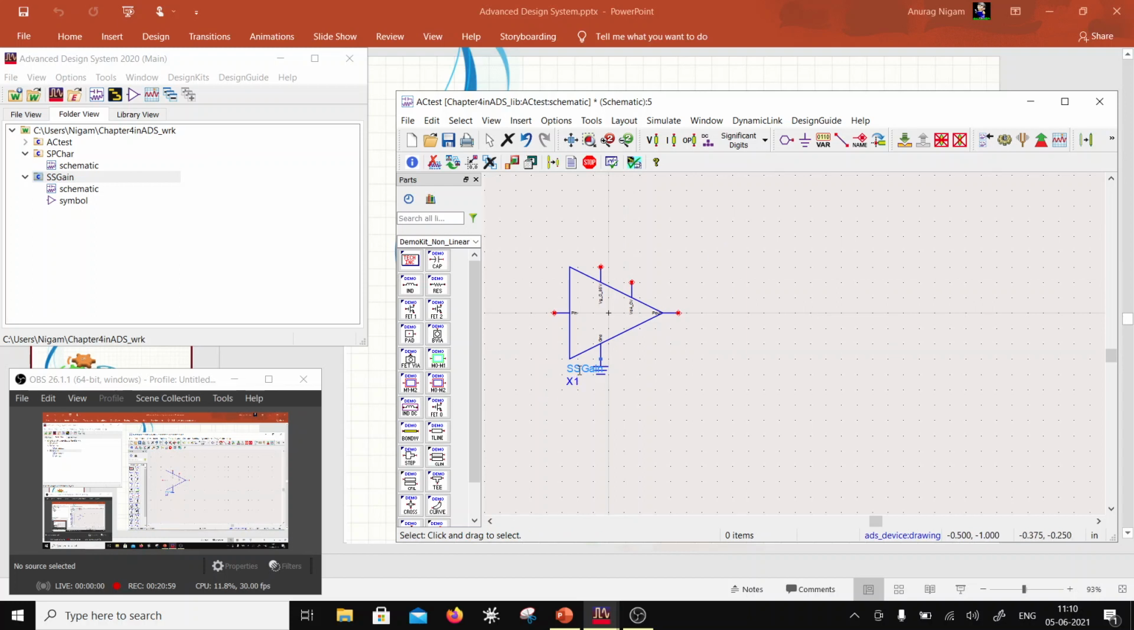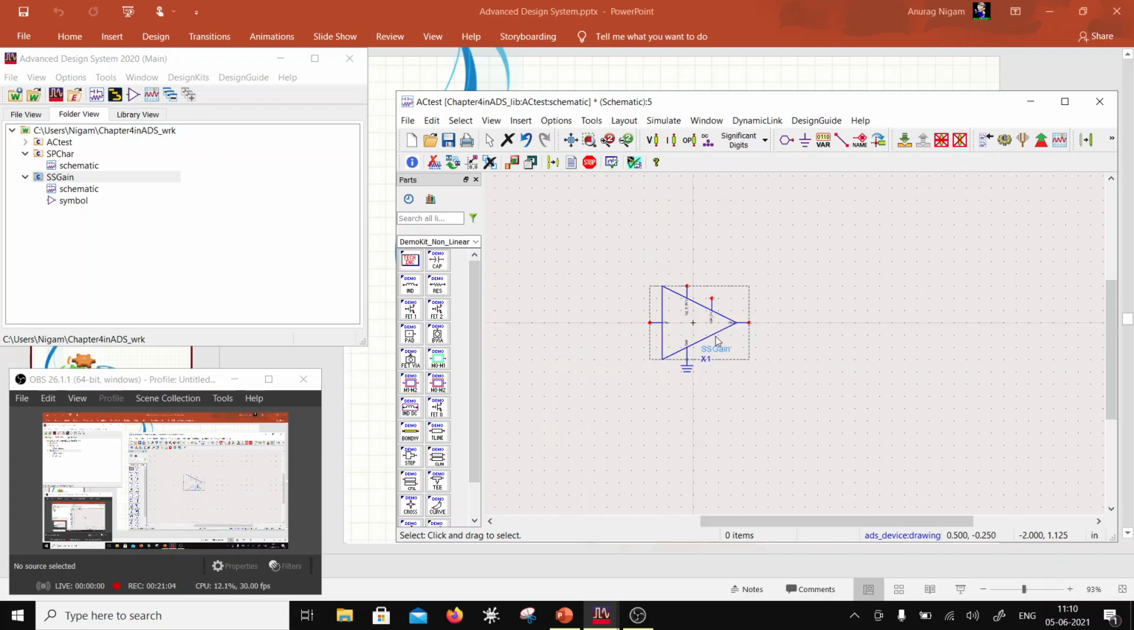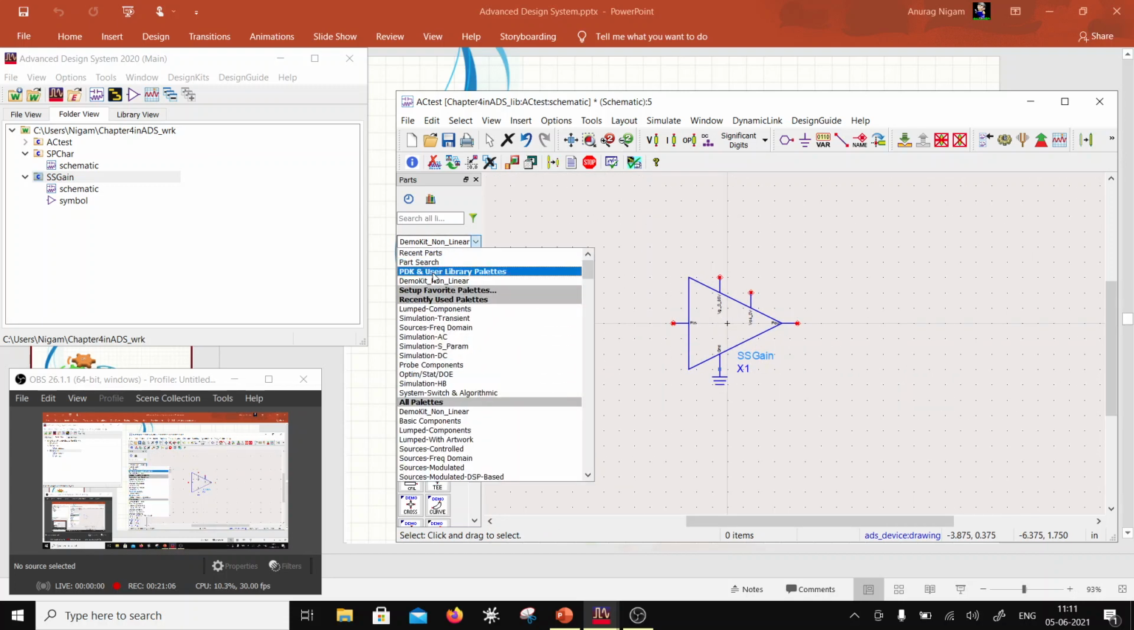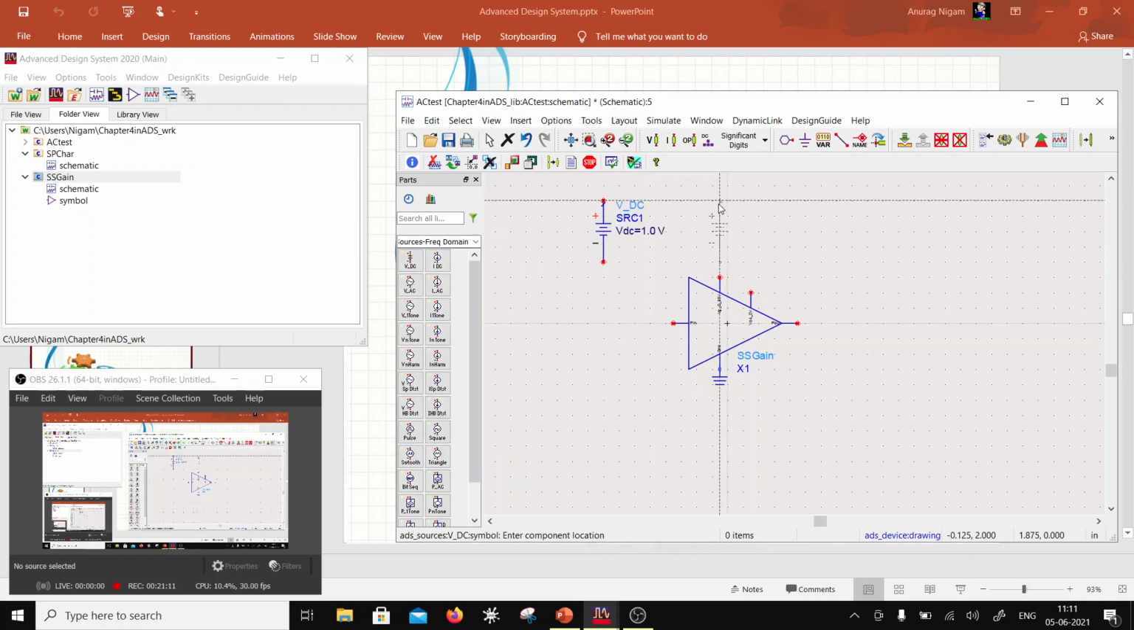F5 would move the text. I'm going to sources, frequency domain, and I have VDC, which is 4 volts, and VGS, which is minus 0.85. So this one is 4, and this one is minus 0.85. Right, so we have biased this.